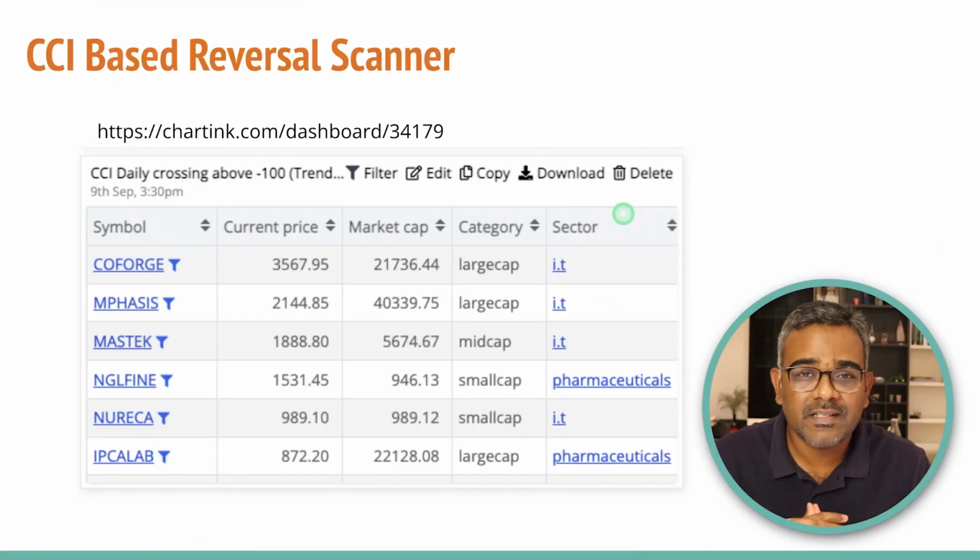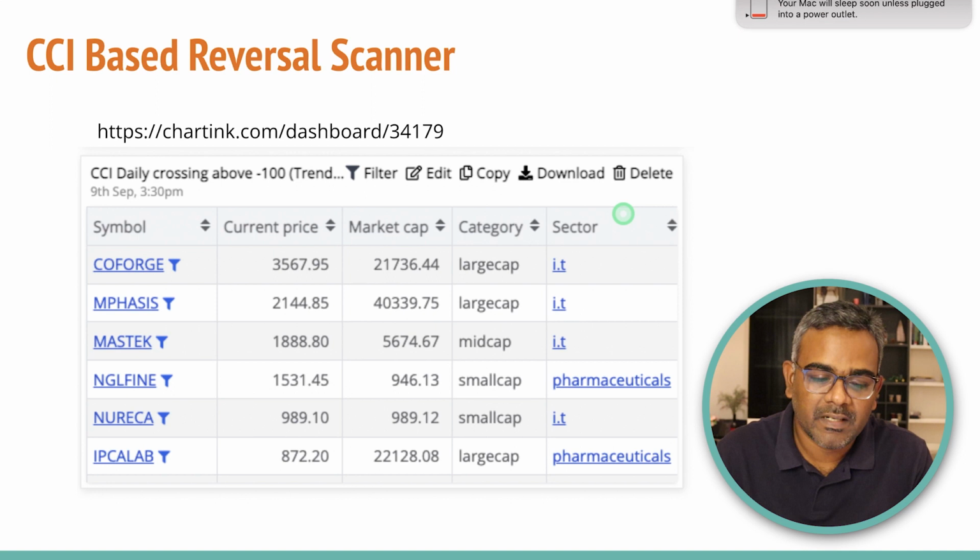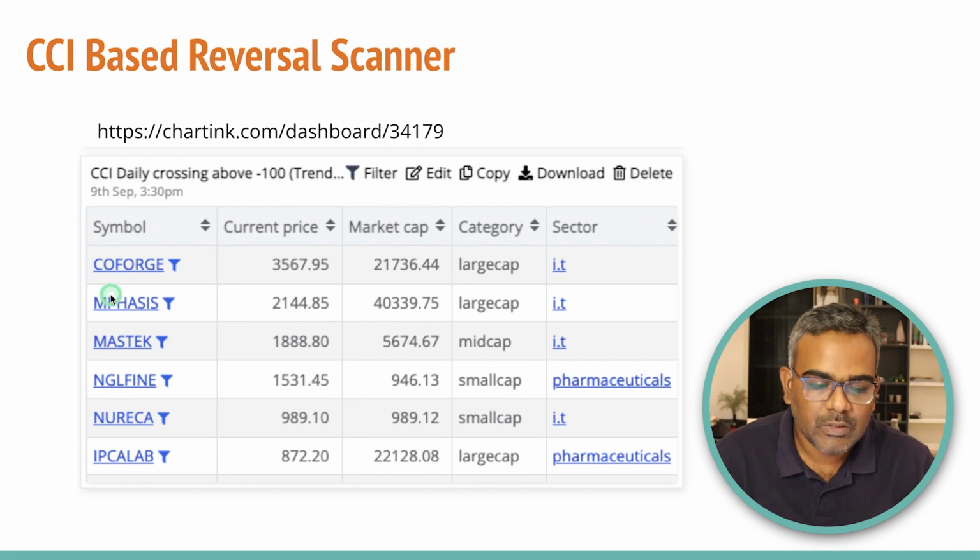So first thing is you need a scanner, right? I've done a couple of videos already on scanners, but if you haven't watched them, do watch them. But in this video, you can actually look at this CCI based reversal scanner. Now in this reversal scanner, we have a lot of stocks which will come depending on whether you're using daily time frame or weekly time frame. Or you can use both the scanners for finding such stocks, and the dashboard link should be available in the description for you to access.